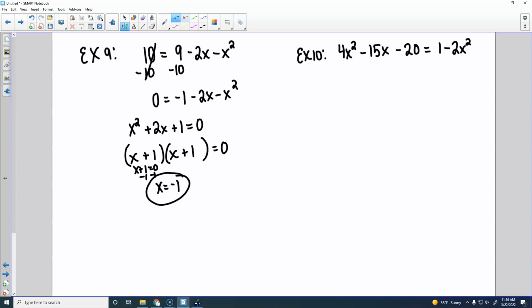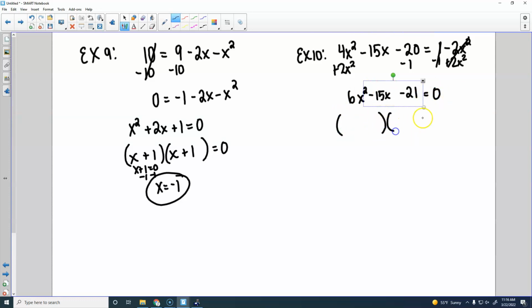Not quite yet. For that, it's got to be equal to 0 before we can factor it. You would move, you do plus 2x to the second, and then minus 1. We'll subtract it from this 20 over here. Negative 21, negative 15x, and then 6x to the second. Then you take the parentheses up. Then it's equal to 0. And then we'll set our parentheses up.